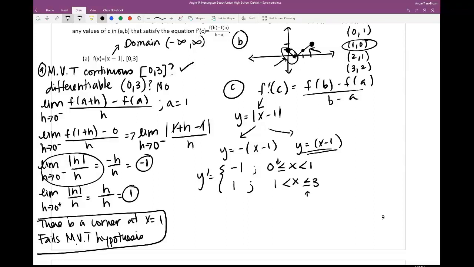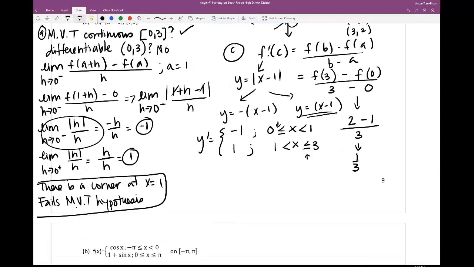Let's do this side. f of b is f of 3, minus f of a, which was f of 0, all over 3 minus 0. Keep going: f of 3 is 3 minus 1, which is 2. So that is 2 minus f of 0, which is 1, all over 3. Simplifying that, I now have 1/3. So what's going on? The right side, let me draw this line.